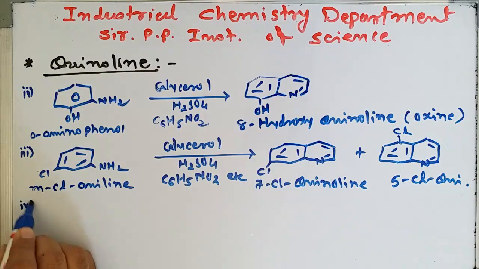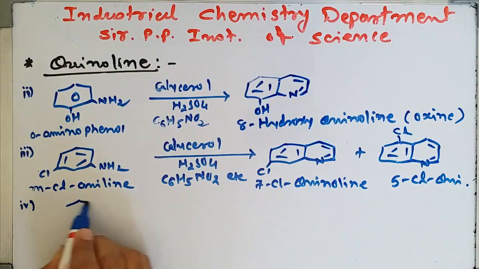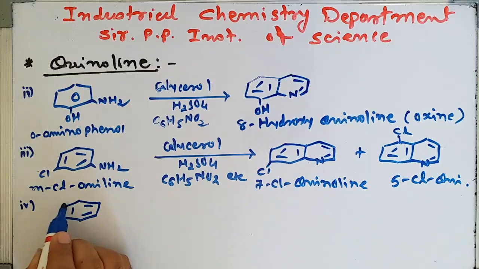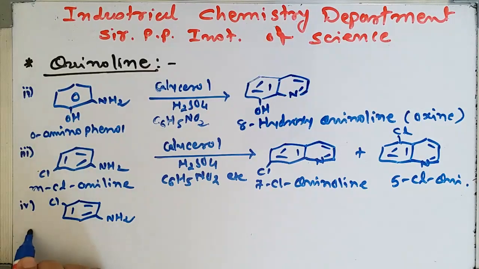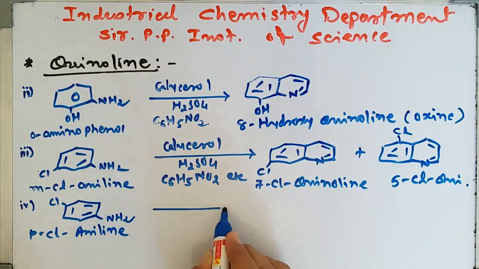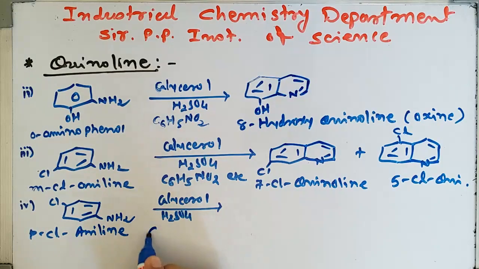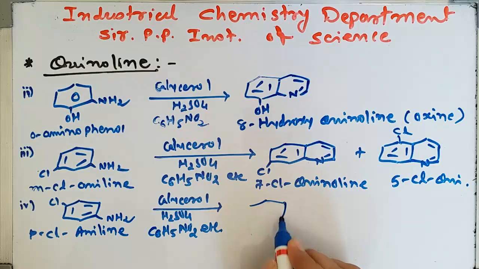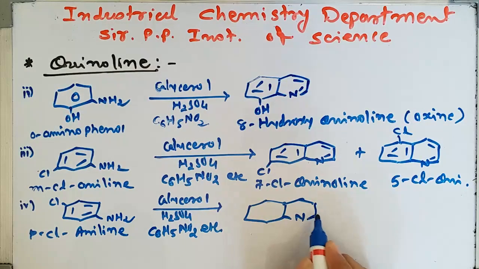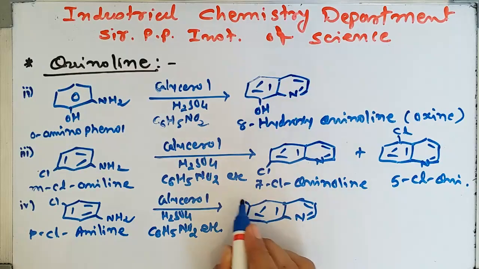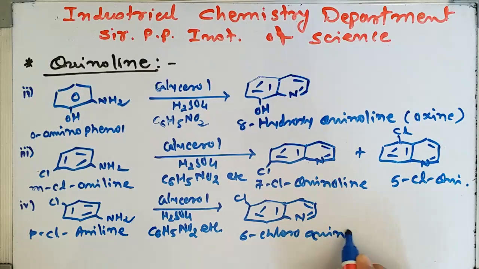If we treat parachloroaniline, with ortho, meta and this para position, this is parachloroaniline, with the same reagents, glycerol, sulfuric acid, nitrobenzene, etc., it converts into 6-chloroquinoline. 1, 2, 3, 4, 5, 6. 6-chloroquinoline.